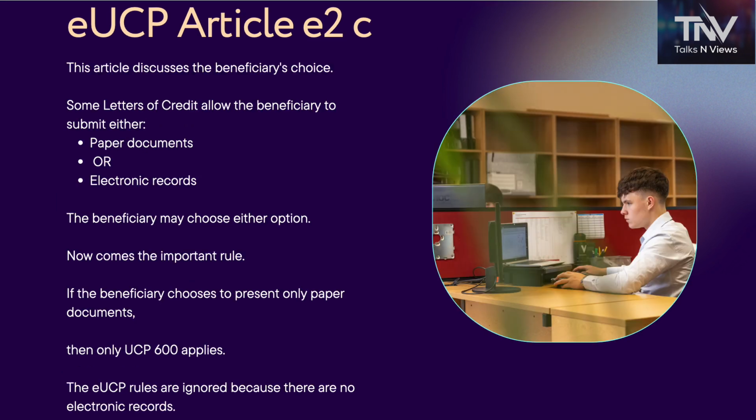Article E2C. This article discusses the beneficiary's choice. Some letters of credit allow the beneficiary to submit either paper documents or electronic records. The beneficiary may choose either option. Now comes the important rule. If the beneficiary chooses to present only paper documents, then only UCP 600 applies. The eUCP rules are ignored because there are no electronic records.